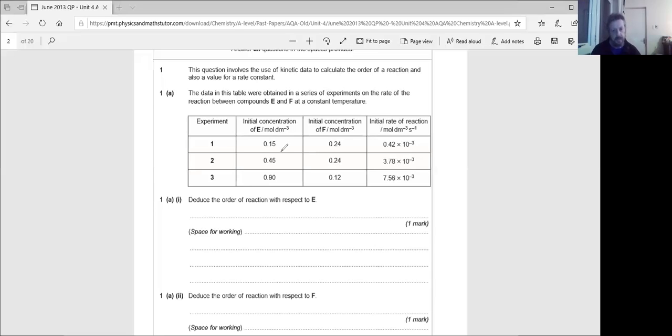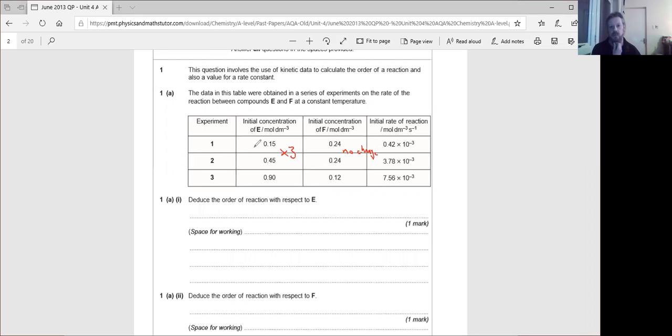Well, let's look at experiments 1 and 2. The reason I've chosen those is because that is 3 times that, and F doesn't change going from experiments 1 to 2. That goes up by 3, that goes up, no change. So if it was 0 order with respect to E, this wouldn't change. So it's not 0 order with respect to E.